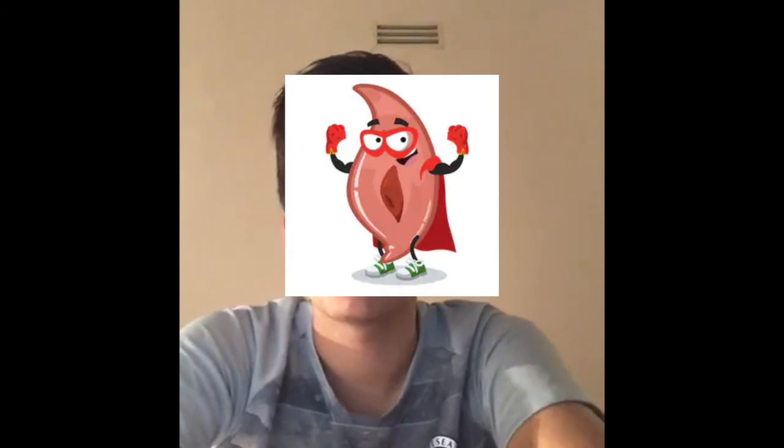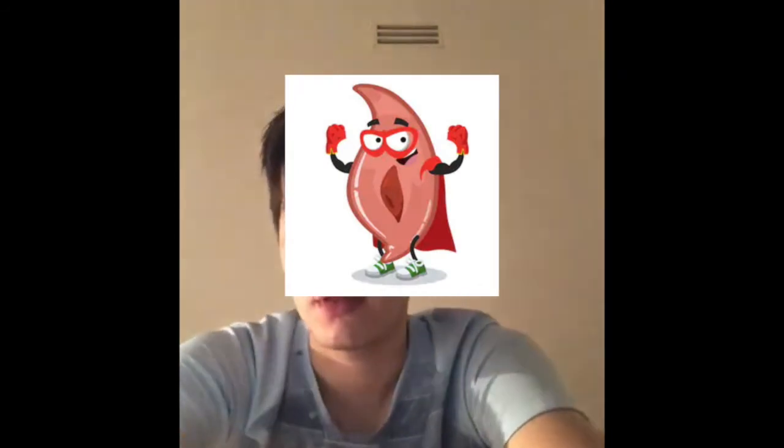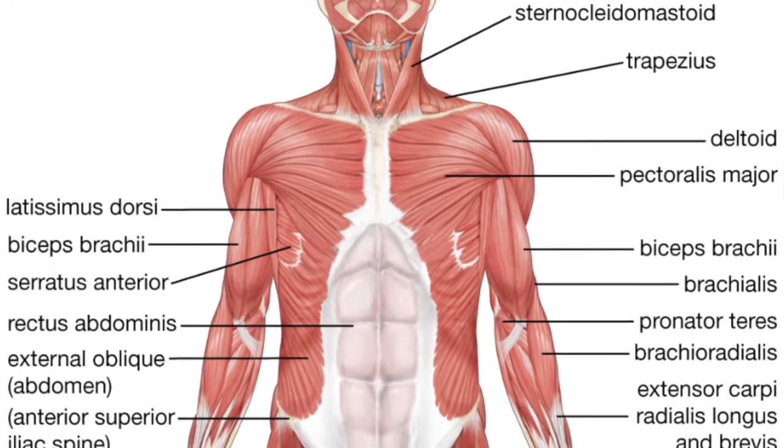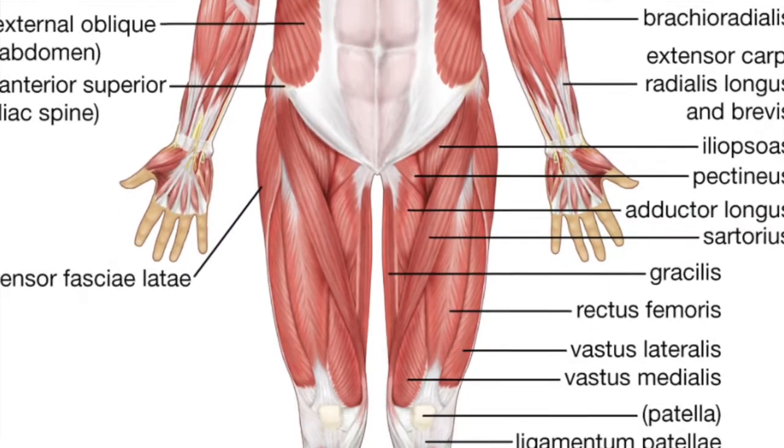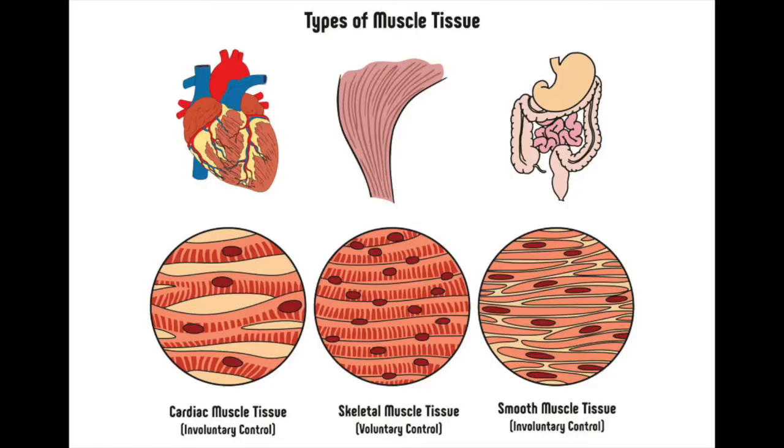The muscular system is in charge of movement of the body, maintaining posture, and circulating blood throughout the body. The muscular system is an organ system that consists of skeletal, smooth, and cardiac muscles.